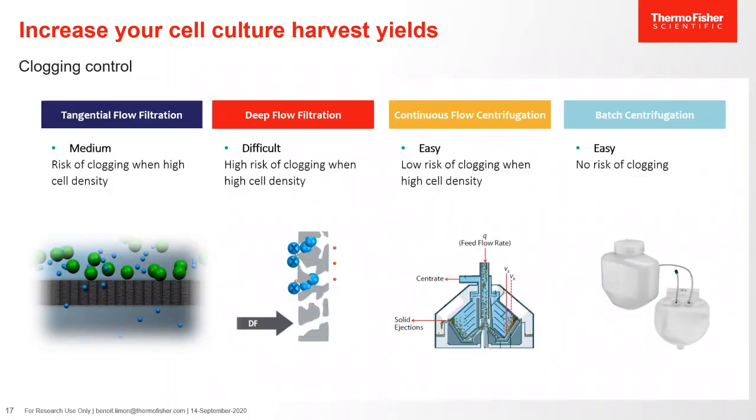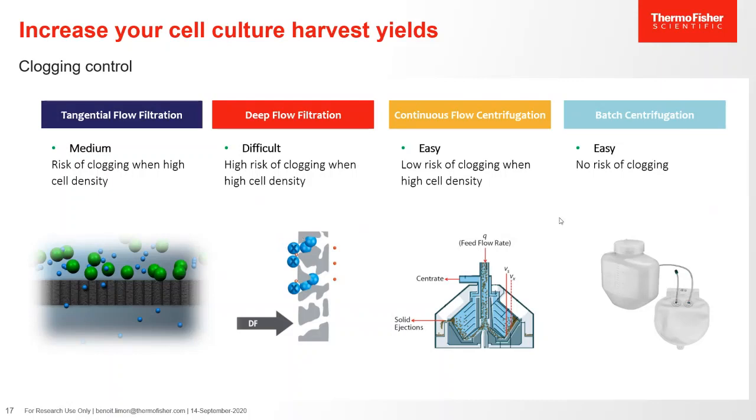Let's evaluate how the 4 different techniques shown here are controlling the clogging in the cell culture harvest. In the case of tangential flow filtration, we feel the control is medium and there is a risk of clogging when the cell density is high. In the case of deep flow filtration, we are thinking the control is difficult and that there is a high risk of clogging when the cell density is high.